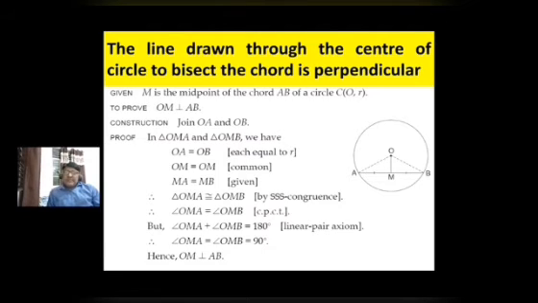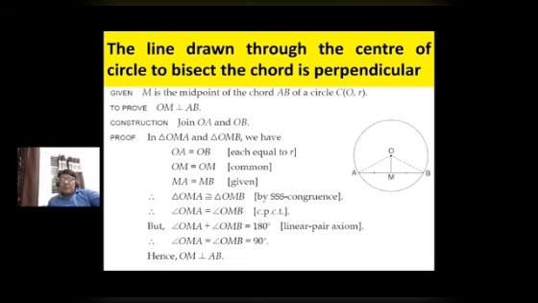in construction part, join OA and OB. Now prove. In triangle OMA and OMB, we have OA is equal to OB, equal radii, OM is equal to OM, common, and MA is equal to MB. It is because M is the midpoint, or it's given. Therefore, the triangle OMA is congruent to OMB by SSS congruency criteria.